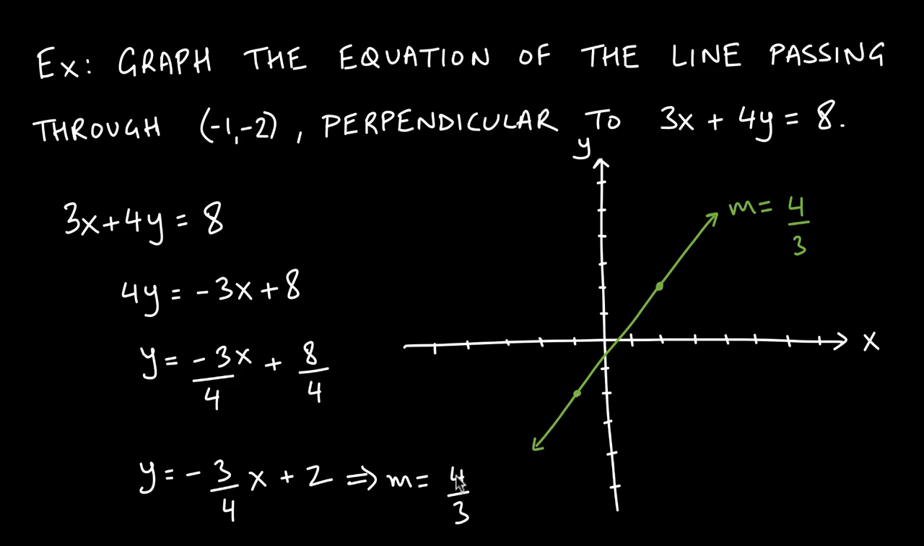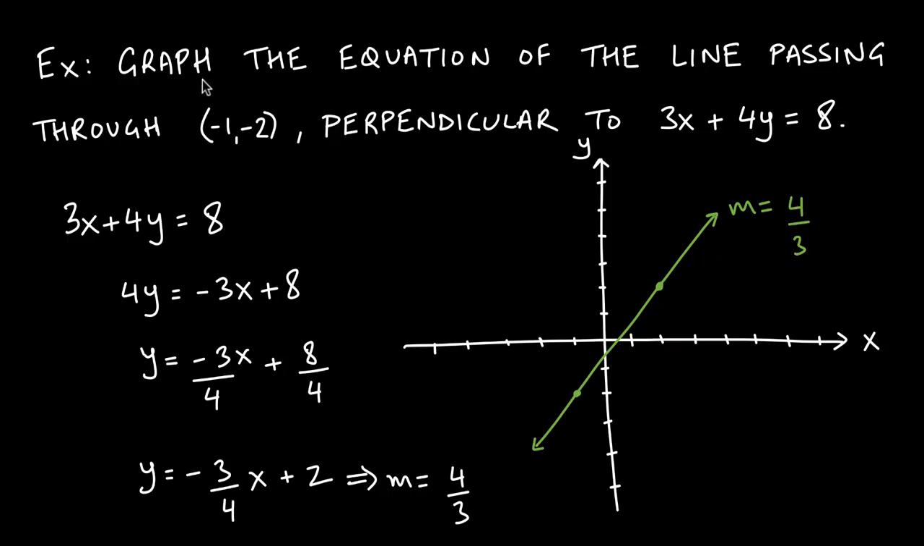So from this point, I can go up by 4 units, so 1, 2, 3, 4, and then from here, I can go to the right by 3 units, because the denominator is 3. So 1, 2, 3. So this is going to be my second point, and if I were to connect these two dots, I would get the equation of a line. Just as a friendly reminder, these two dots are solutions because they're on the line. This line is made up of an infinite number of solutions. And the slope of this line is m equals 4/3.